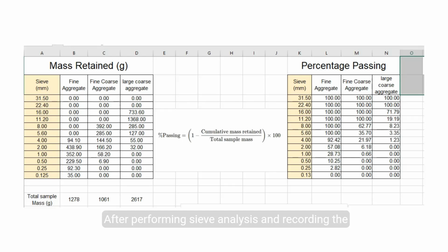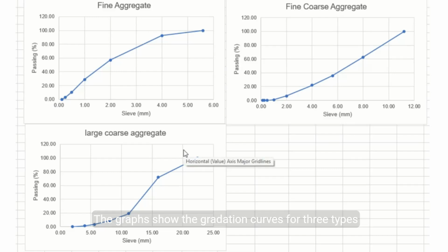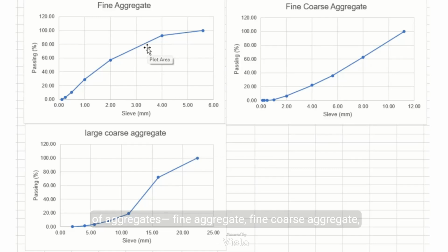After performing sieve analysis and recording the mass retained on each sieve, we convert these values into percentage passing to evaluate the aggregate gradation. This is done using the shown formula. The graphs show the gradation curves for 3 types of aggregates: fine, fine coarse, and large coarse aggregate, based on the percentage passing from the sieve analysis.